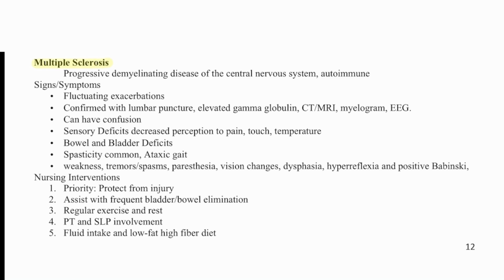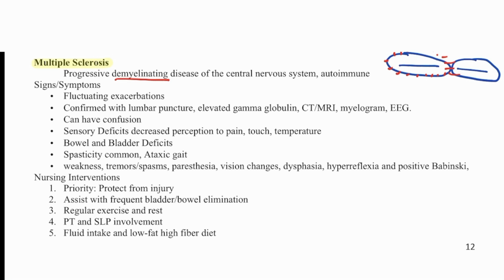So let's talk about multiple sclerosis. So multiple sclerosis is a progressive demyelinating disease of the central nervous system, and it's autoimmune. So you have a neuron, and on your neurons, there's this thing called the myelin sheath. It goes around the neuron like that. So what happens is the immune system comes in and for whatever reason decides that it wants to fight off this myelin sheath. And when it does that, it interrupts the connections between the neurons. So that's what it means when it's demyelinating, because it is breaking down that myelin sheath.